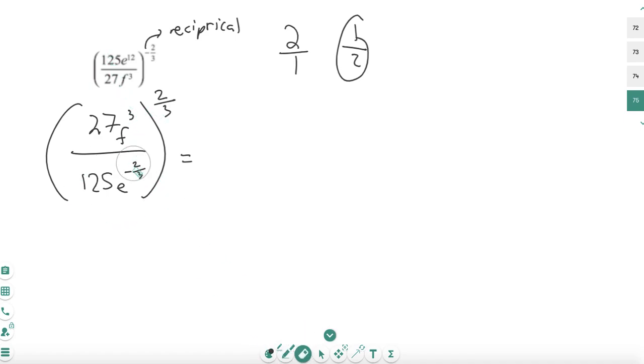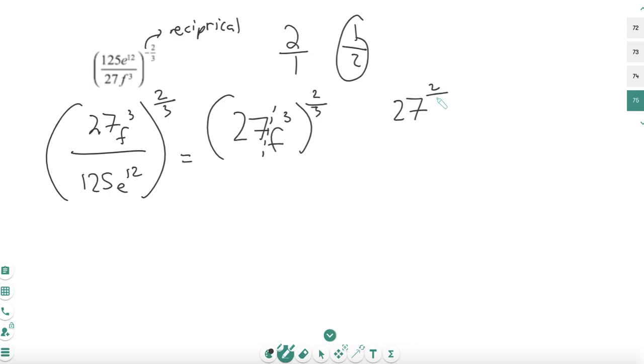Oh crap, I made a mistake, it's e to the power of 12. So yes, if we have a fraction and we're powering it, we power the top by 2/3 and the bottom by 2/3. Let's start with the top. So 27 f to the power of 3, all to the power of 2/3. We can cut this. So we'll do 27 to the power of 2/3 first. You can use your calculator if you have one, or remember we root by the bottom, so it'll be the cube root of 27, which is 3, and then 3 squared, which is 9.